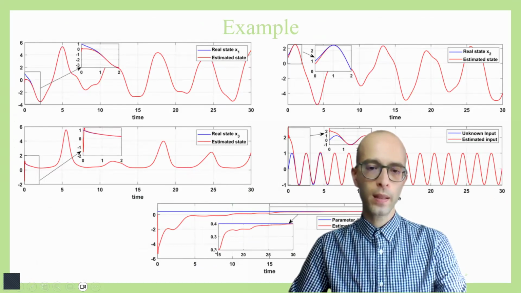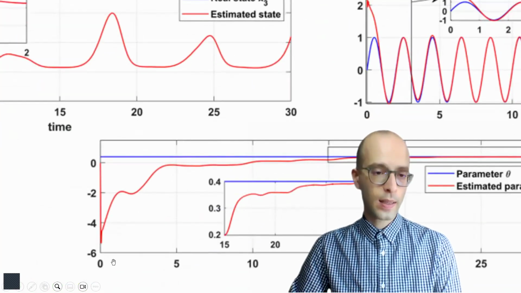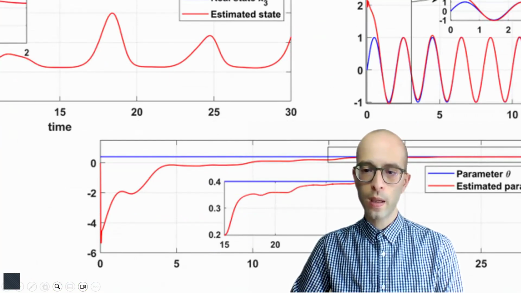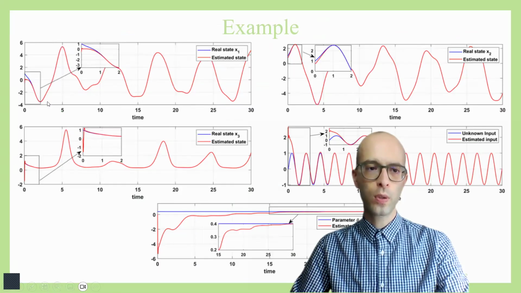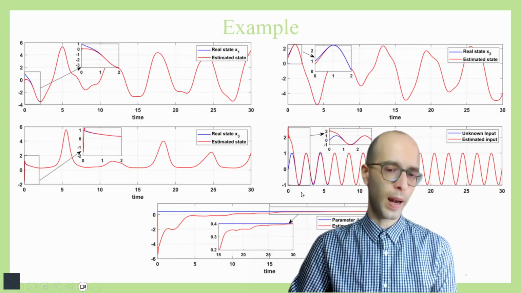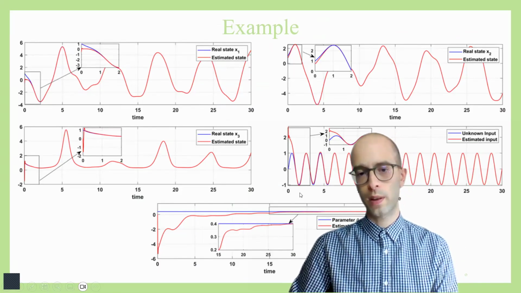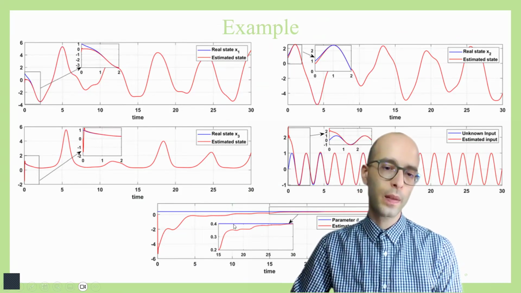And we also estimate the unknown parameter theta. This takes a little bit more time. It takes around 20 seconds, but eventually we manage to estimate the unknown parameter, which is of course a constant parameter. Okay, this is an assumption for the observer design. So the observer works nicely.